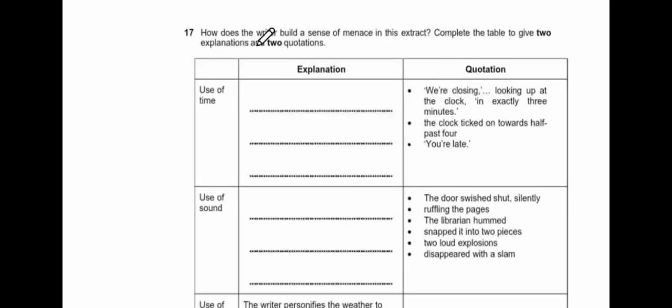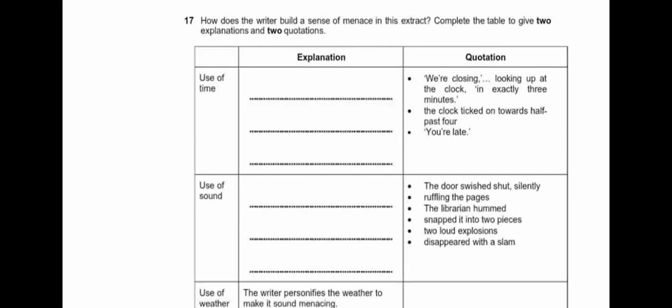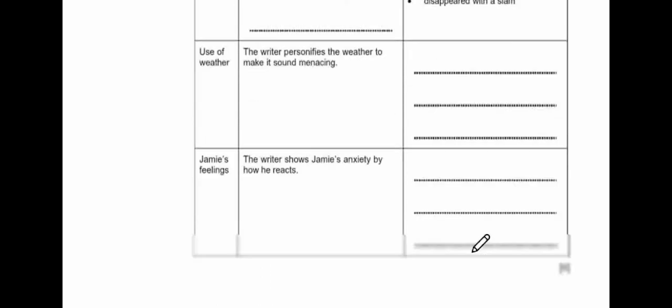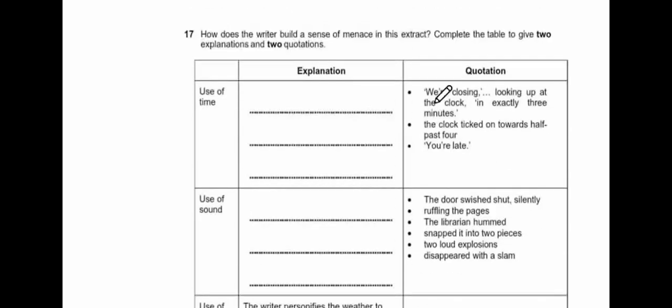Question 17, how does the writer build a sense of menace in this extract? Complete the table to give two explanations and two quotations. So one, two explanations and one, two quotations in here. So this is to fill in here. So quotation: we are closing, looking up at the clock in exactly three minutes. The clock ticked on towards 4:30. You are late.